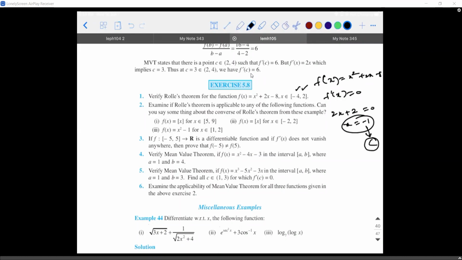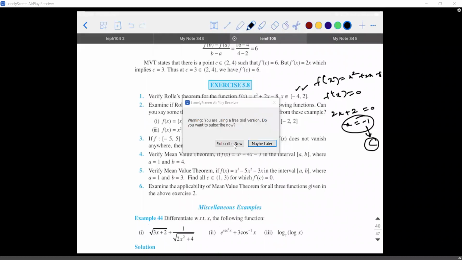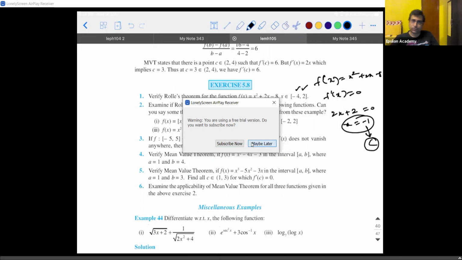Yes, I understood. I got it. Two x plus 2 is the derivative of x square plus 2x.